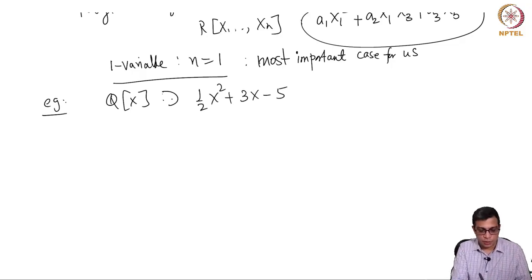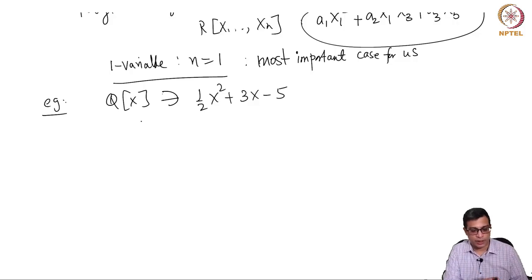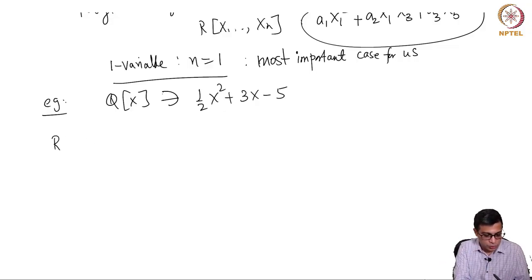Okay, so this belongs to this. So if I have only one variable, I typically denote that by x. Okay, so these are some of the important examples of rings in this course. And recall also the notion of ideals.